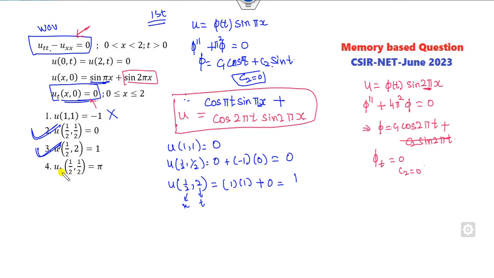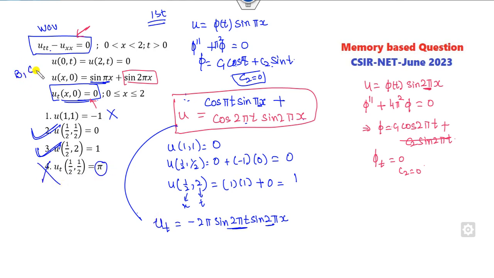Now you can take the partial derivative with respect to t. What is the partial derivative with respect to t? It's minus 2 pi sine 2 pi t and sine 2 pi x. So half and half. When x is half, sine pi is 0. So it will be 0. So the right answers are B and C.